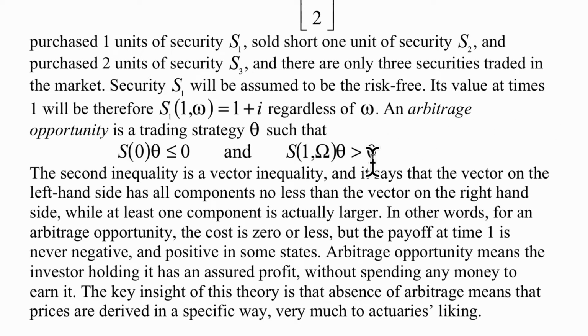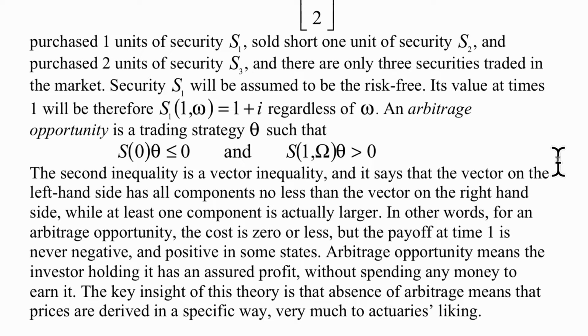So the 0 here is a vector, and this is a matrix multiplied by a vector. The trading strategy itself is a vector of allocations to securities, and every component of this resulting vector, as we multiply a matrix by a vector, is non-negative and at least one is positive. In other words, for an arbitrage opportunity, the cost is 0 or less, but the payoff at time 1 is never negative and positive in some states. Arbitrage opportunity, therefore, means that the investor holding it has an assured profit without spending any money to earn it.